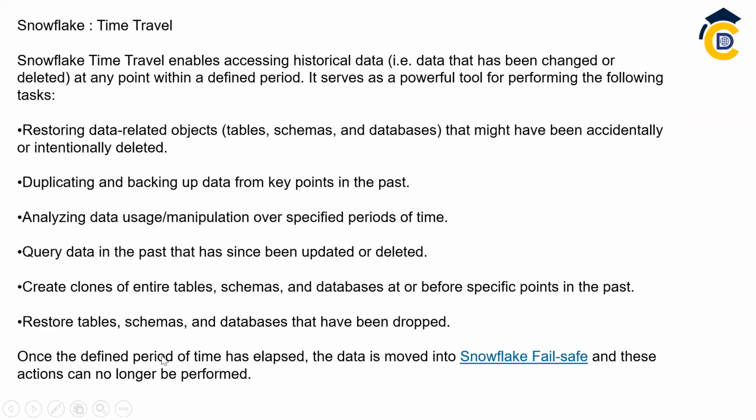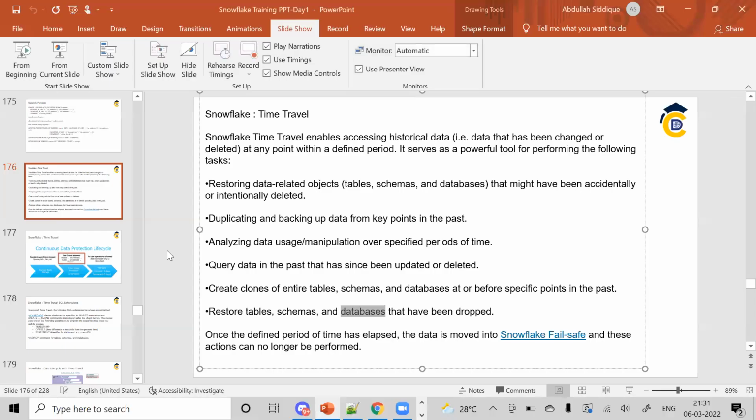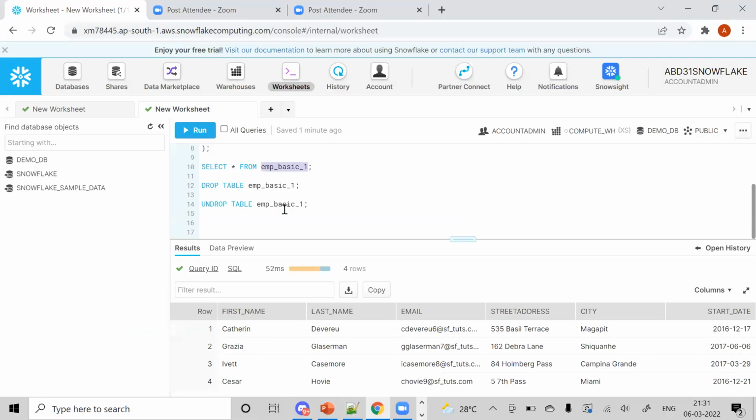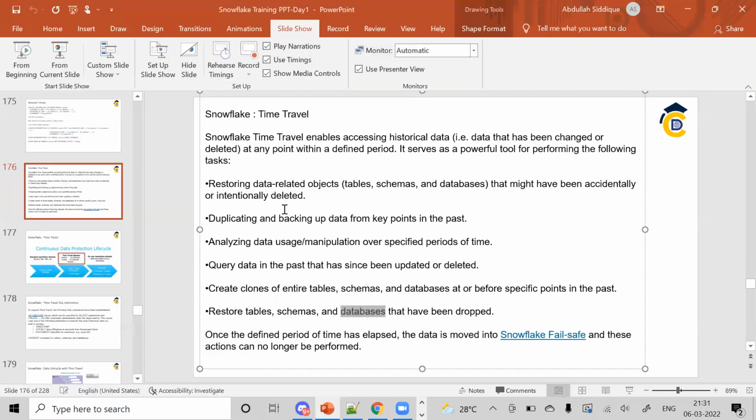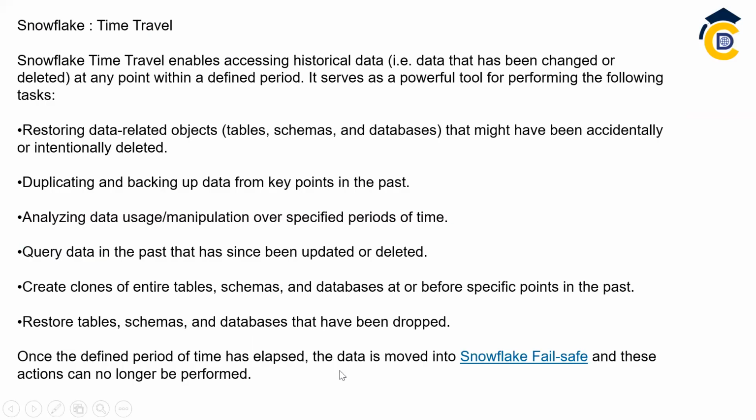This is important. Once the defined period of time has elapsed, for example, in the standard edition it is 1 day as we saw. If that time has elapsed, say I dropped the table and now it is 2-3 days, and I remember, oh, I should not have dropped it. Through time travel, by myself, it is not possible. Like how I was able to do now, it will not be possible because the retention period was only 1 day. But that particular past data moves into something called Snowflake failsafe.